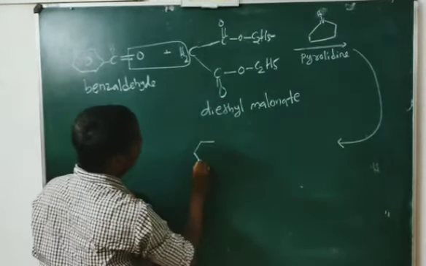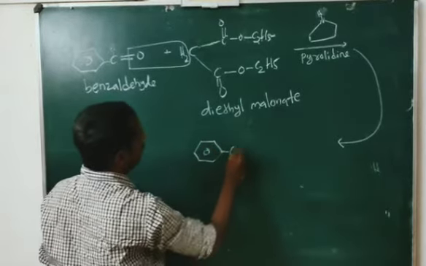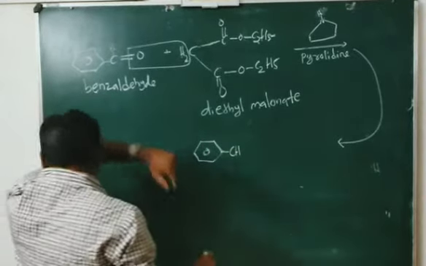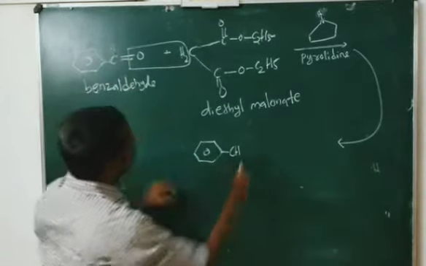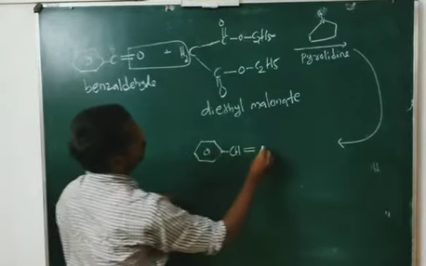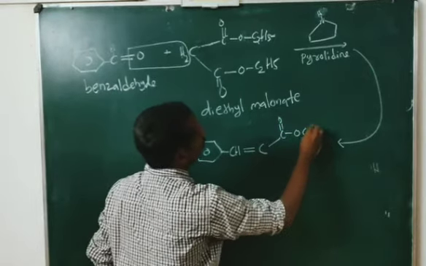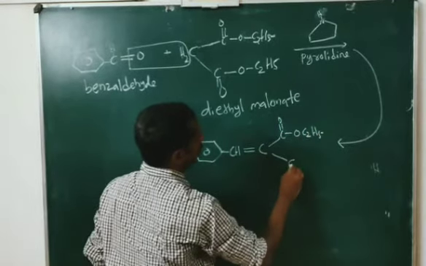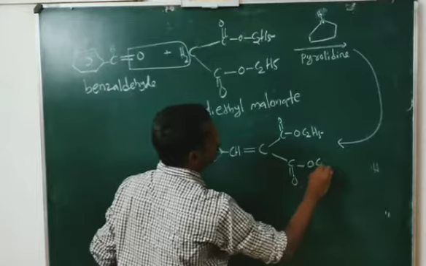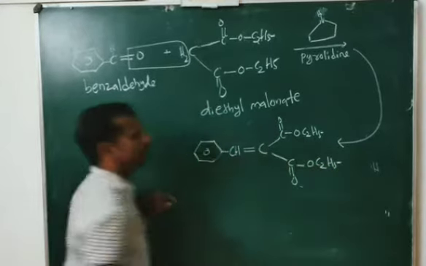Here it is a ring. Here it is CH, and you can see the double bond C, and here it is C double bond O C2H5. Here also C double bond O C2H5. First we get this intermediate.